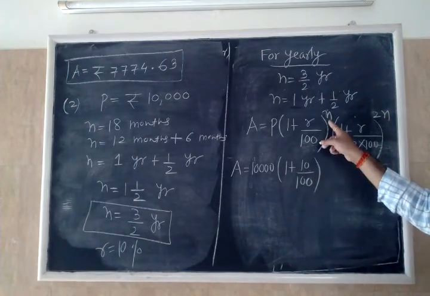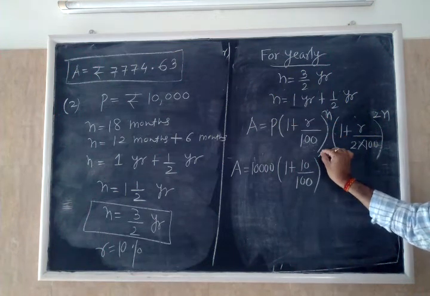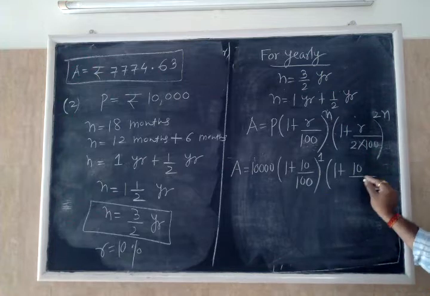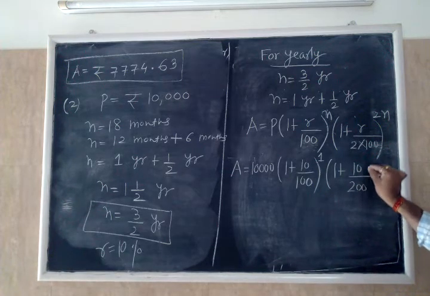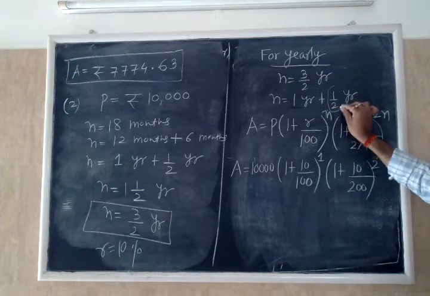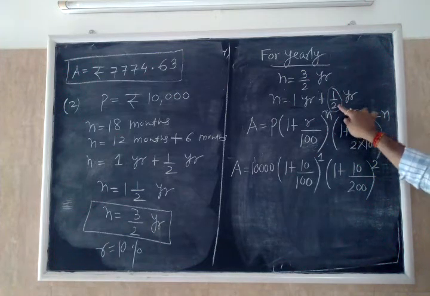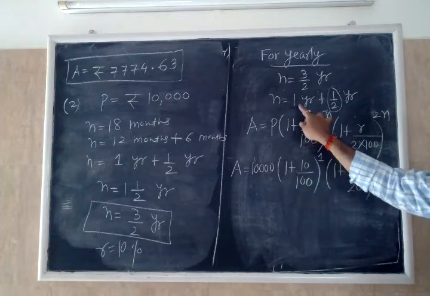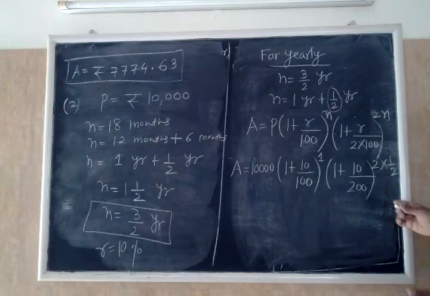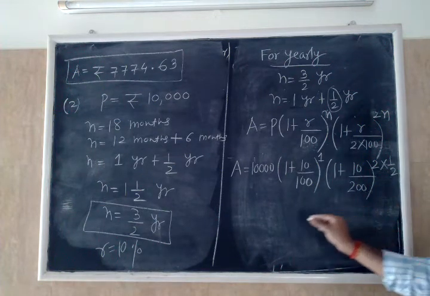What is yearly? 1 into 1 plus r is 10 upon 2 into 100, 200 raised to 2n. What is the value of n? N is half. For half yearly I will take n is half. For this n I will take 1. So 2 into 1 by 2. Yes, you cancel.